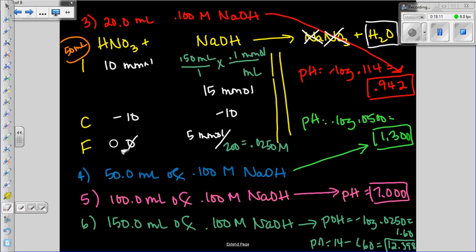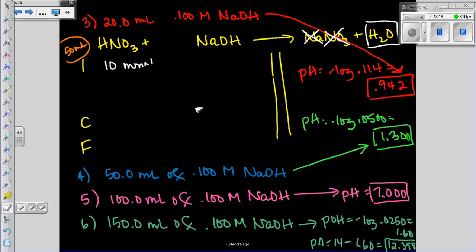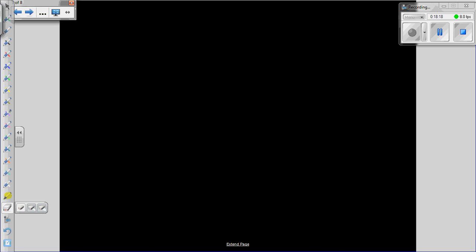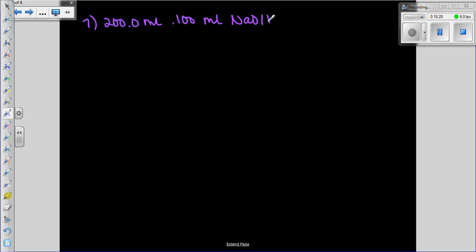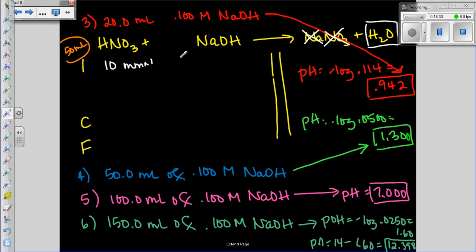All right, let's go even further and see what would happen. I'm going to take all of this out of here and go to the next slide. So this will be 7. Let's do 200 milliliters of 0.1 molar sodium hydroxide. Now we take milliliters times molarity. This is like we walked away from our titration totally, which you wouldn't do, of course. But let's say we did.